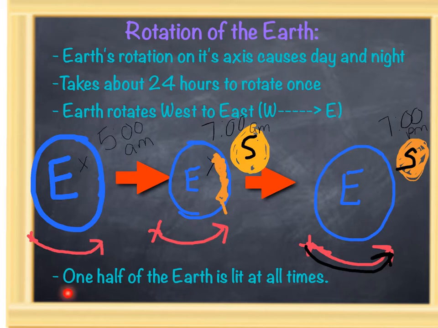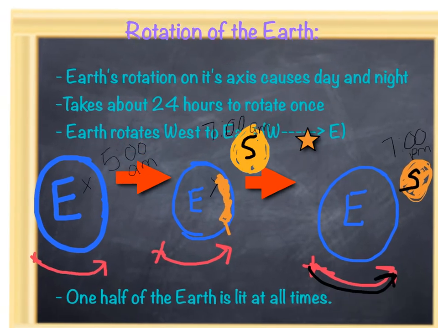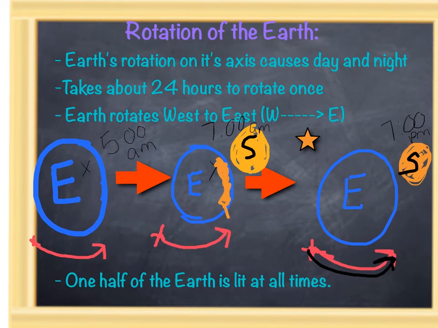Last thing to mention is that one half of the Earth is always lit at all times. We go back to this picture right here, and what that's saying is that one half of the Earth is lit by the sun, and the other half of the Earth is not. So it's dark and it's nighttime there.